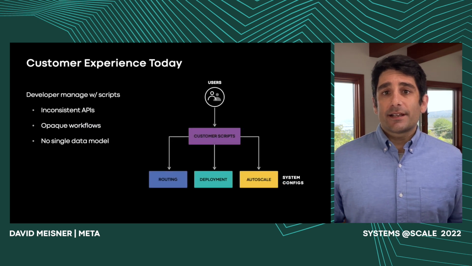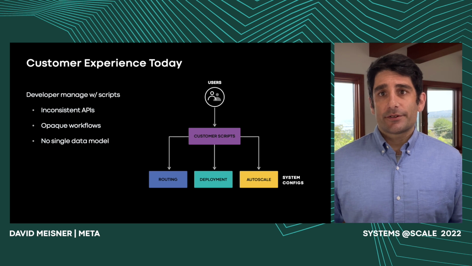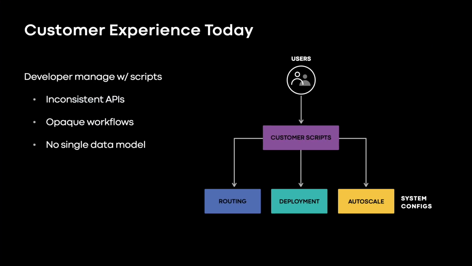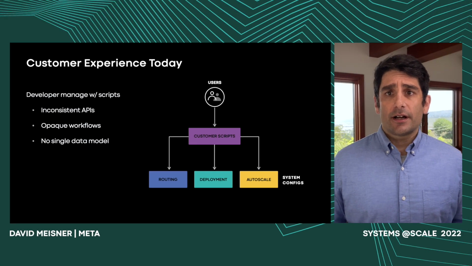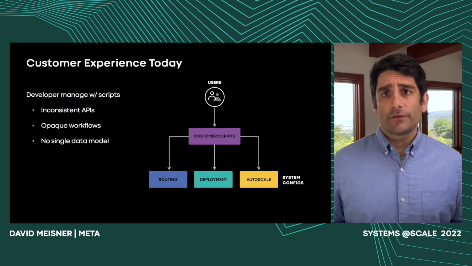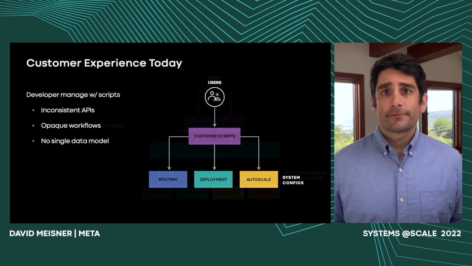This leads to what the customer experience for building a service looks like today, where the service owner has a mental model of what they want their service to do, but they need to go and assemble the pieces themselves. Often customers need to have their own scripts, which then translate what they want to happen down to the underlying systems themselves. And this is not ideal because we have inconsistent APIs for them to work with. They end up having kind of opaque workflows that aren't clear how they're going to work, unclear semantics, and no single model for how to orchestrate the system.